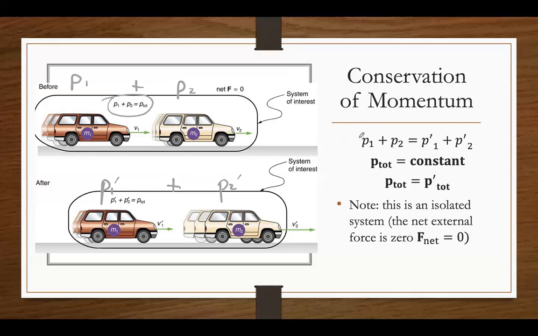Okay, so again, this is exactly what I'm saying here. So this is the idea of conservation of momentum. Once these vehicles hit, they will exchange certain amounts of momentum, and their total momentum will remain the same. That is a constant value. Now, one thing to note here is that this is an isolated system, okay? And that just means that the net force overall is equal to 0. So there's no external force.